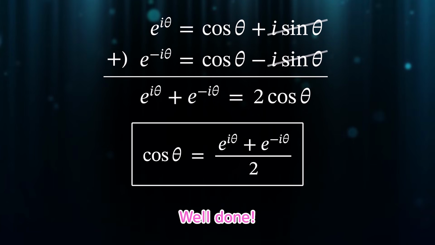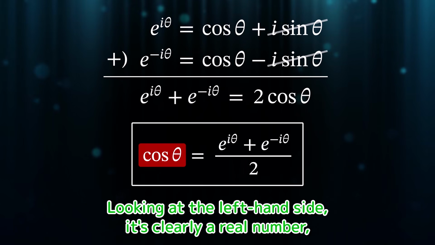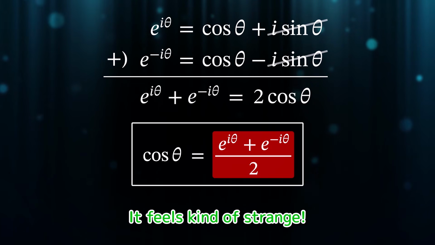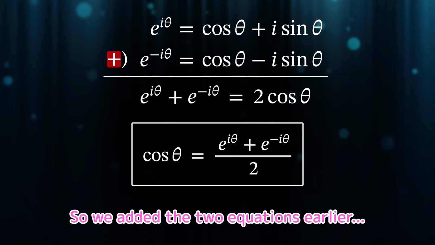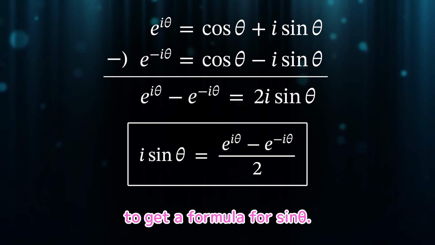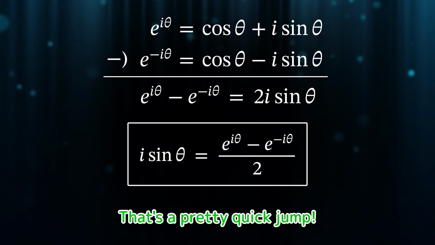Well done! Now we've expressed cosine of theta using exponentials. Looking at the left-hand side, it's clearly a real number, but the right-hand side uses complex numbers. It feels kind of strange. So we added the two equations earlier. Now let's subtract them to get a formula for sine of theta. I'll skip the detailed steps this time. That's a pretty quick jump.